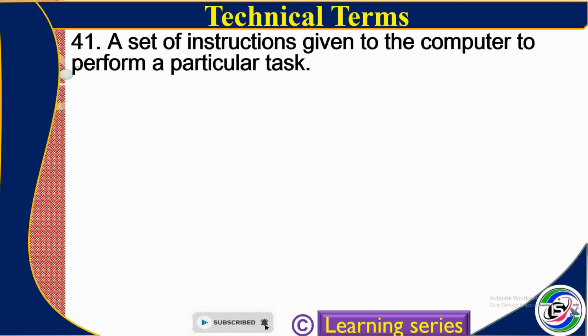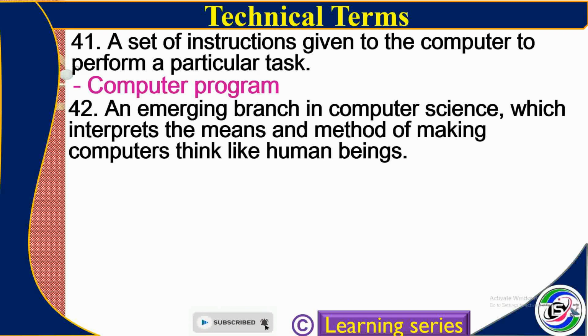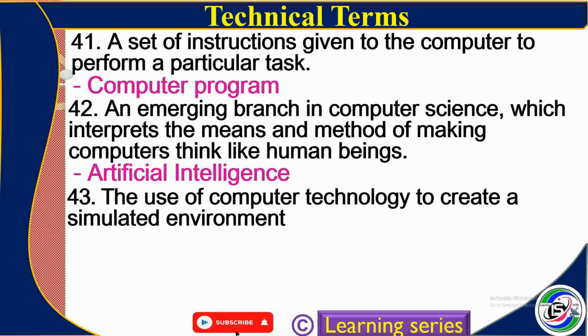41. A set of instructions given to the computer to perform a particular task. Computer program. 42. An emerging branch in computer science which interprets the means and method of making computers think like human beings. Artificial intelligence. 43. The use of computer technology to create a simulated environment. Virtual reality.